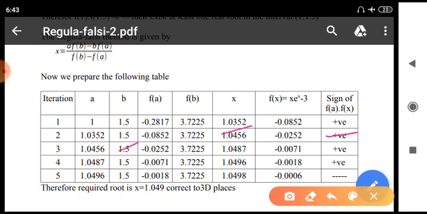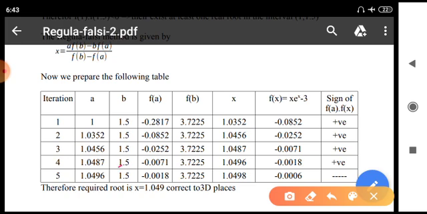B is same 1.5. F of a we have calculated here. F of b same. Then we get x as 1.0487 by using this formula. Again if we find f of 1.0487, which is f of x, it is minus 0.0071. Again f of a into f of x is positive. We write x value under the column a.